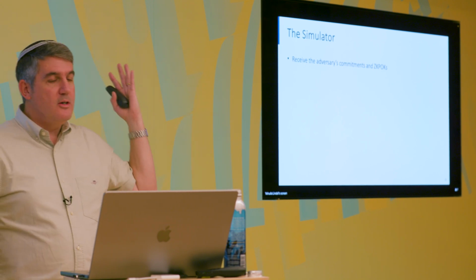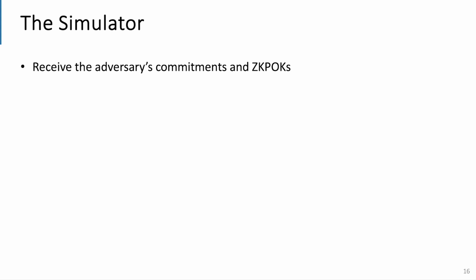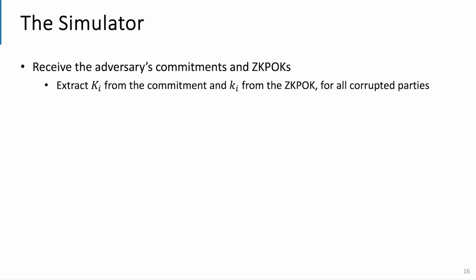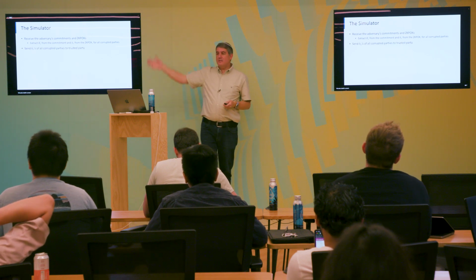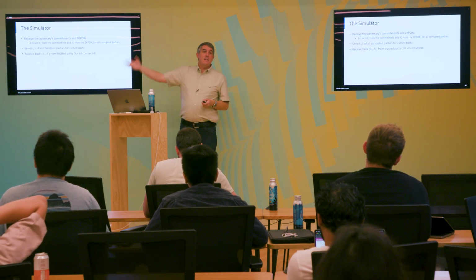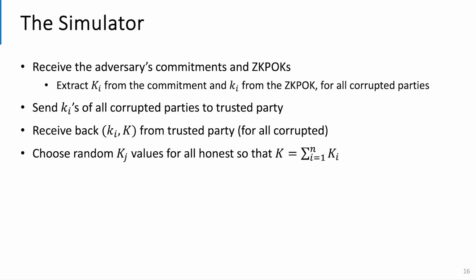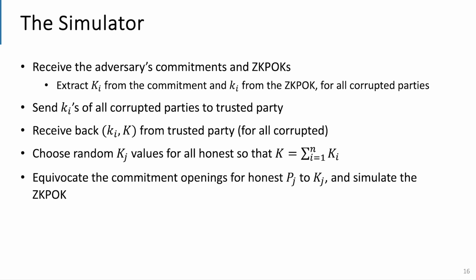So really stuff that goes back many, many years. So how would you simulate? You receive the adversary's commitments and the zero-knowledge proofs of knowledge. You can extract from the commitment, using an extractable and equivocal commitment. So I extract the values and the secret values. I send them to the trusted party. The trusted party sends me the capital K. And then I just choose random capital Kj values for the honest parties so that everything sums up nicely. And I open and equivocate the commitments to be to those values and give a simulated zero-knowledge proof.